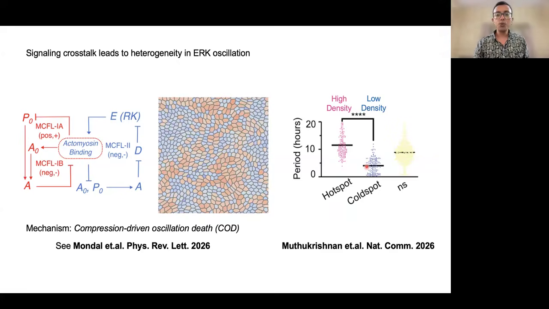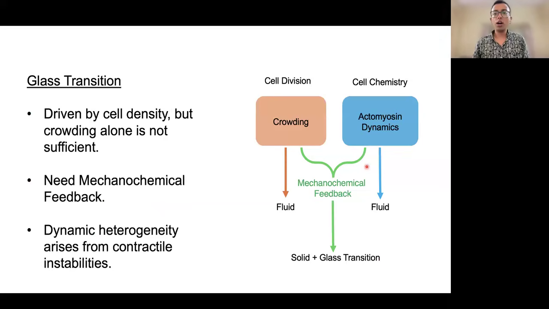Okay, and so with that, let me conclude. The key conclusion of this talk is that the glass transition is indeed driven by cell density. Cell density is the driver, but crowding alone is not sufficient. You also need something like mechanochemical feedback, which I showed in the form of load-dependent binding of myosin to actin. And what is important is that the glass transition in tissues is different from conventional glass transition in the sense that there is density heterogeneity, which drives many of the dynamical heterogeneities observed in the system. And hopefully that will shed light on many of the observed behaviors in the system.